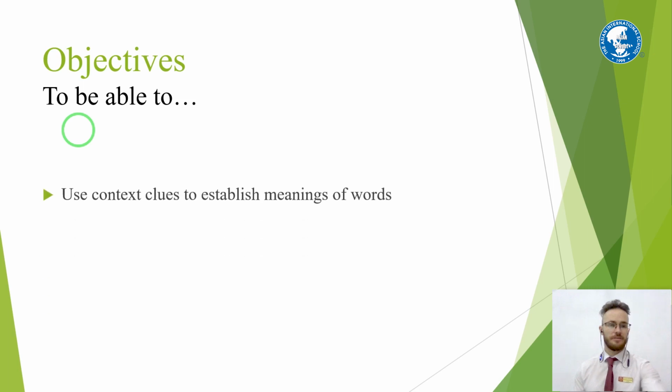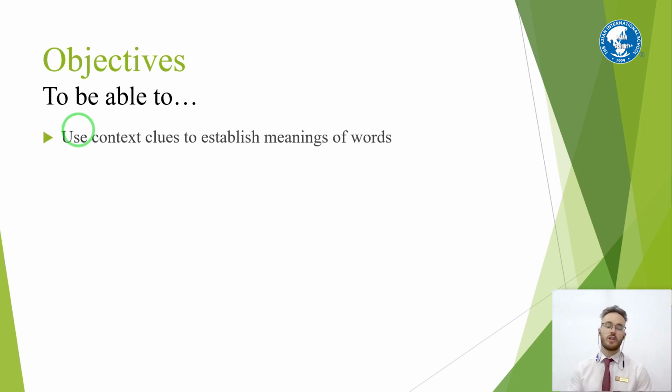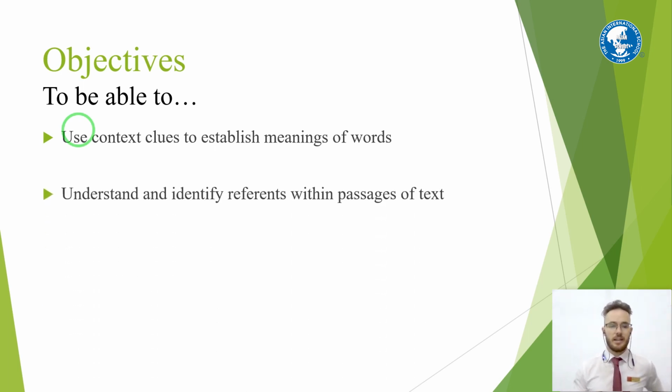So the objectives for today, we need to be able to use context clues to establish meanings of words. As always, using extra information in the text to make sure that we understand words that we can't quite define when we first read them. And secondly, we'd like to be able to identify reference within passages of text.